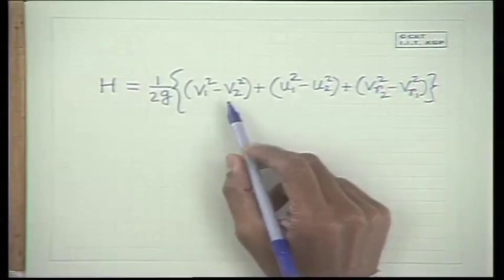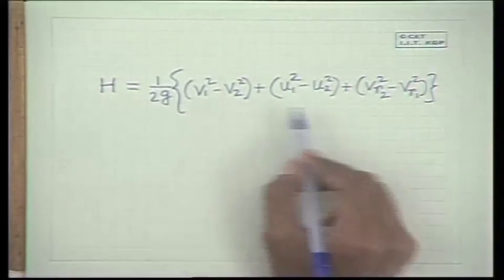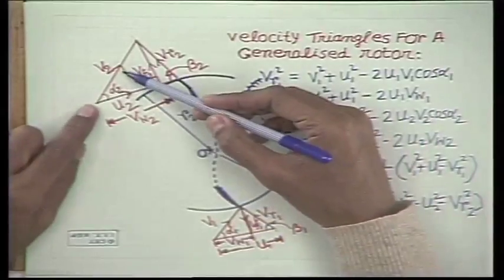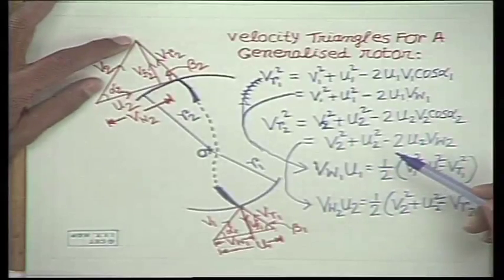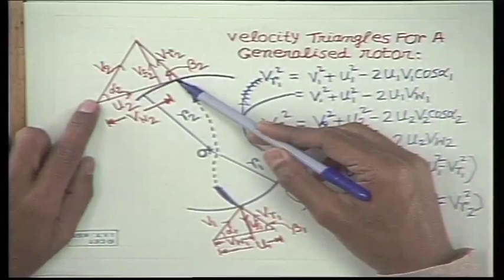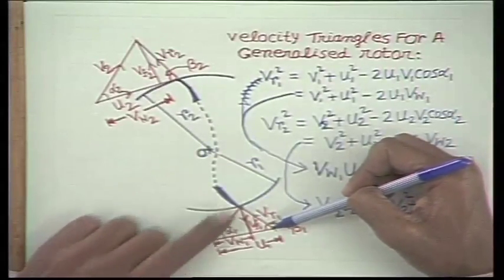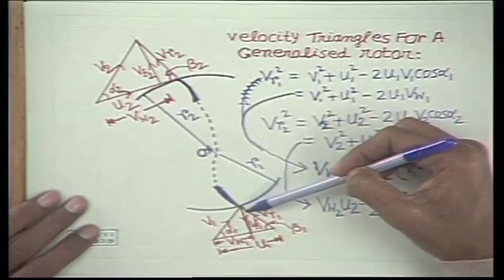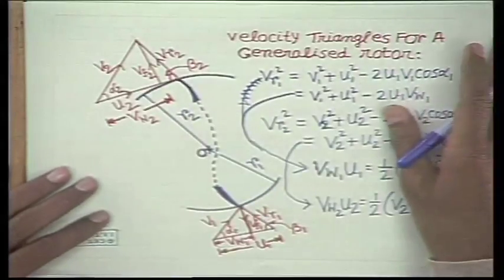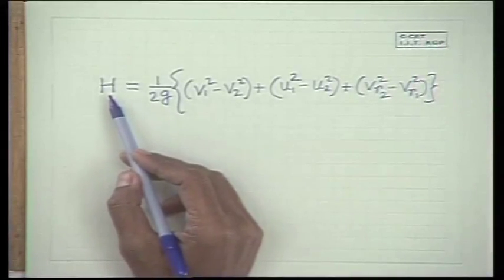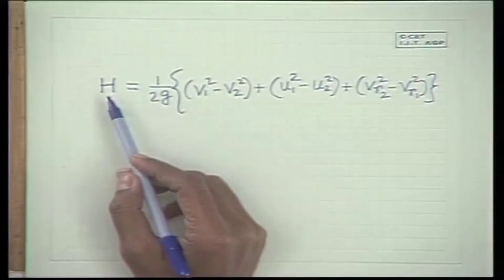In the last session, we have recognized that the energy per unit weight, that is the head transferred to the fluid rotor, can be split up into 3 distinct components. Let us recapitulate the nomenclature. V1 and V2 are the absolute velocities of the fluid at inlet and outlet of the rotor. U1 and U2 are the tangential velocities of the rotor at inlet and outlet. These are the rotor velocities, the wheeling velocities of the rotor at inlet and outlet. And Vr1 and Vr2 are respectively the relative velocity of the fluid with respect to the rotor at inlet and outlet. So, if V1, V2, U1, U2, Vr2, Vr1 are defined like this, we can express the head that is transferred to the machine by the fluid as it flows through the rotor vanes like this.